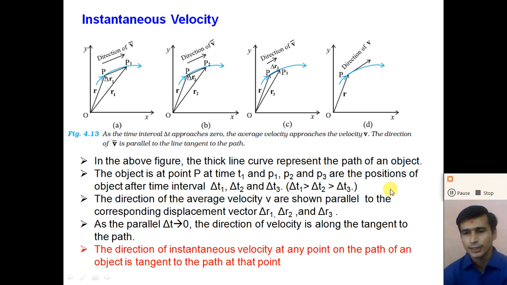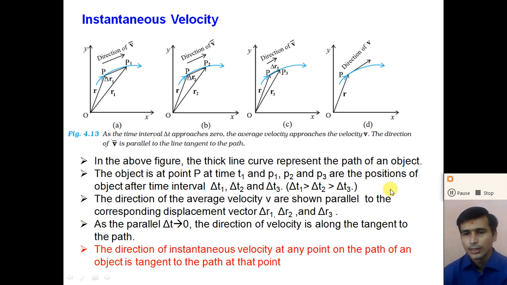So dear student, understand that the direction of the average velocity is in the direction of the displacement vector, and the direction of the instantaneous velocity at any point on the path of an object is the tangent to the path at that point.